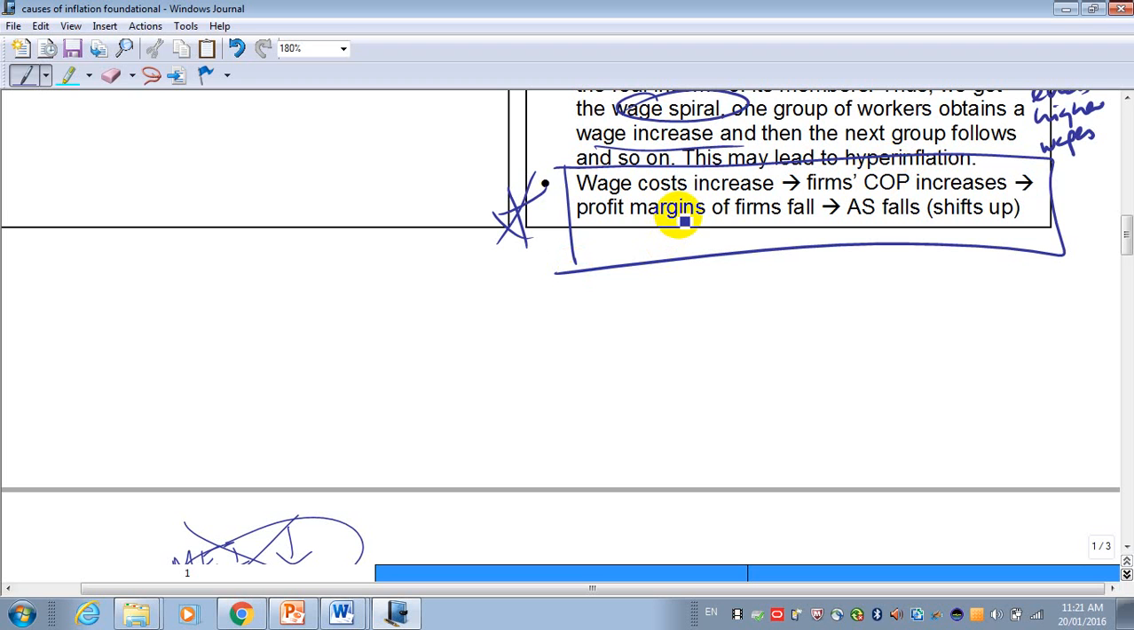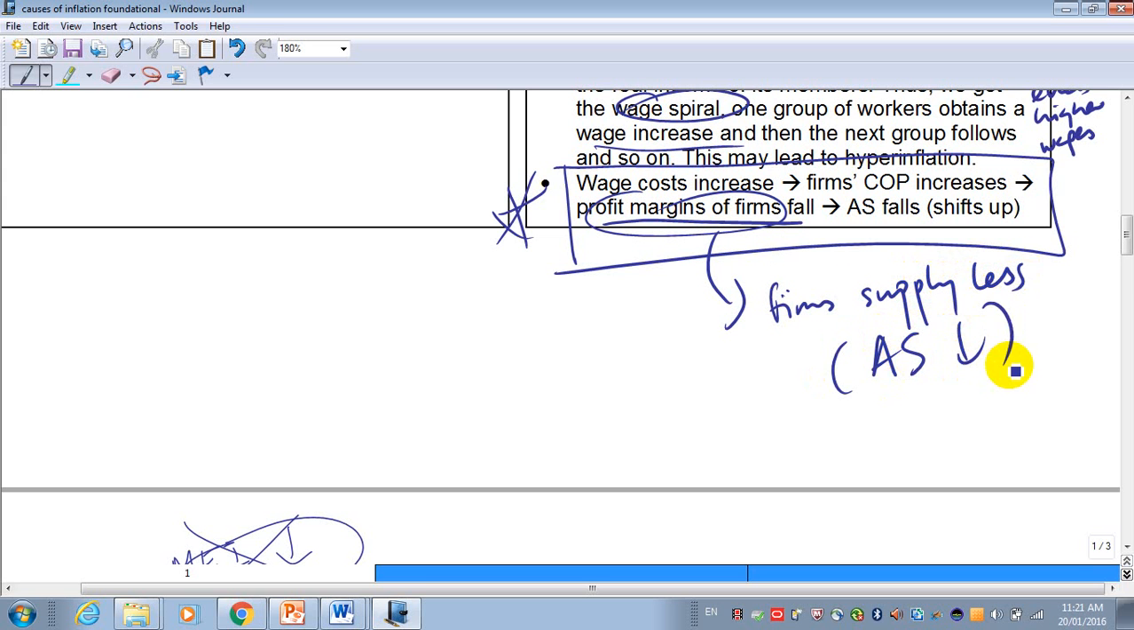And if the profits fall, ask yourself this simple question: when the profits of firms fall, do you think that they will want to supply more or supply less? Think for a while. When the profits of firms fall, do you think they will want to supply more or supply less? Okay? When the profits fall, generally firms will want to supply less, and therefore aggregate supply will fall.